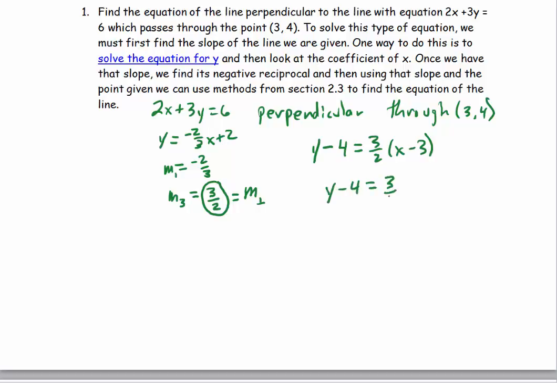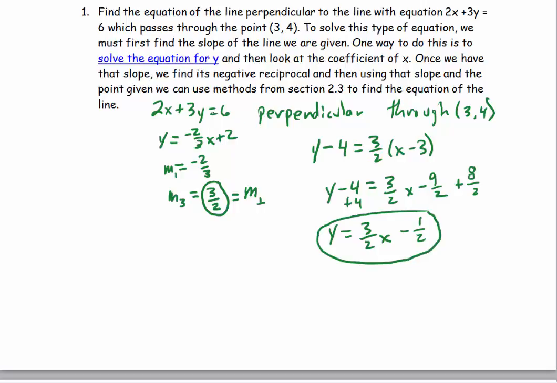y minus 4 equals 3/2 x minus 9/2. And then let's add 4. In order to add that 4, we're going to add it as 8 over 2. So 8 over 2 on this side, and we'll add it as a plus 4 on this side. So negative 9/2 plus 8/2 is negative 1/2. So the equation of the line that's perpendicular to 2x plus 3y equals 6, but passes through (3, 4), is y equals 3/2 x minus 1/2.